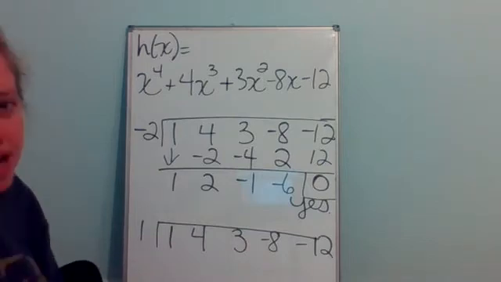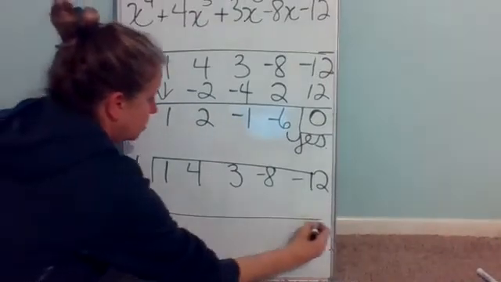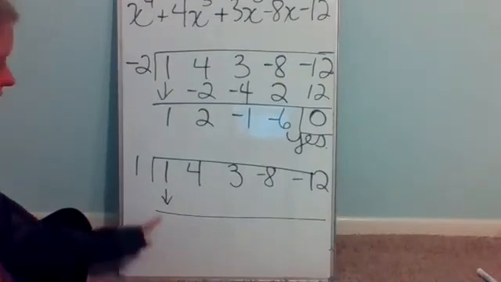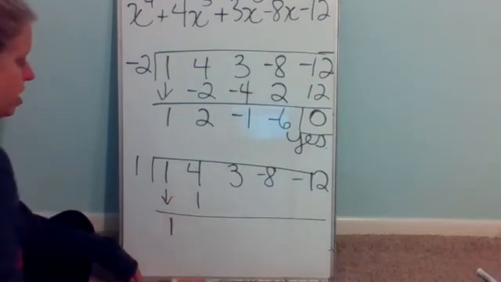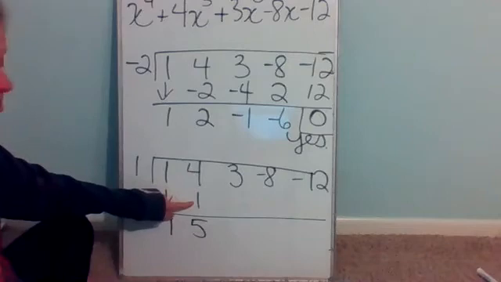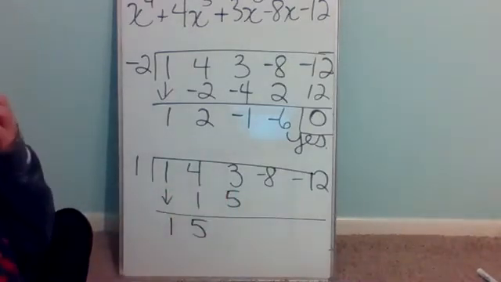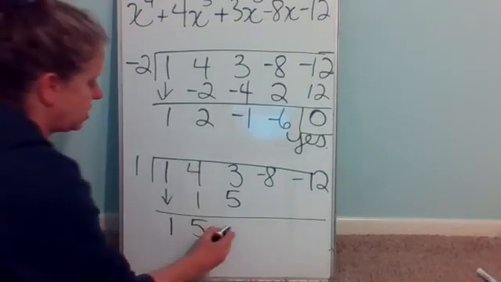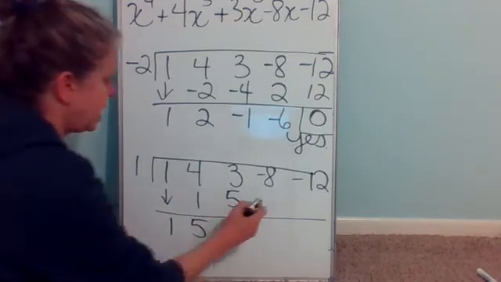So now I will check the bottom one, see if 1 is a 0. Do the same thing. Drop down my 1. 1 times 1 gives me 1. Add that straight down to give me 5. 1 times 5 is 5. If I add that straight down, I'll get 8. 1 times 8 gives me 8.